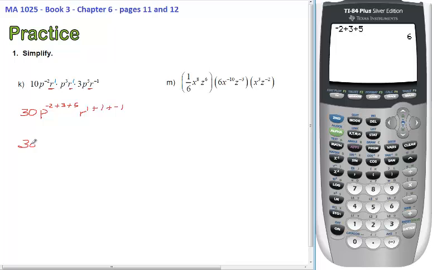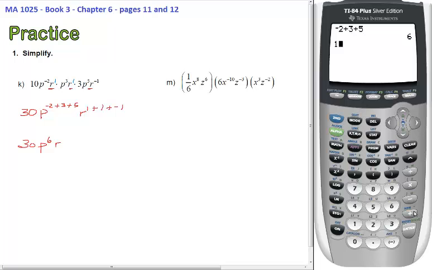So it's 30p. Now go to the calculator, and let's check it again. Negative 2 plus 3 plus 5 gives us 6, and I'm sure a lot of you can do that in your head. So these 3 add up to simply 6. That's what the word simplify means: put it in simplest form possible. And this is r to the 1 plus 1 minus 1.